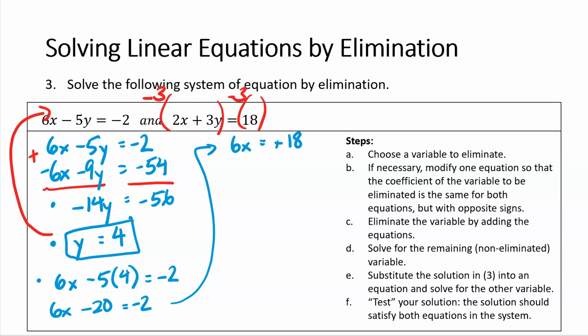And then finally, we can divide both sides by 6. x then should equal 18 divided by 6, which is 3. So we have a solution of x equals 3 and y equals 4. We can test it out.